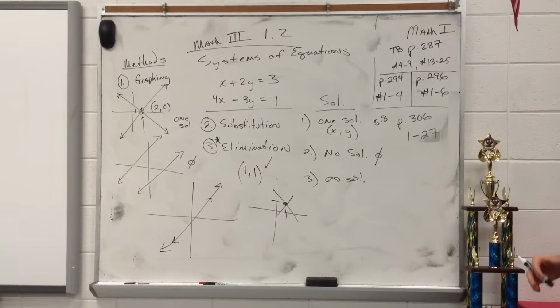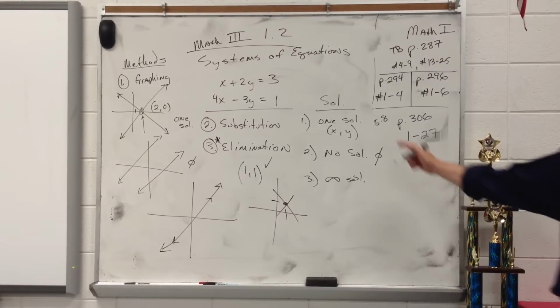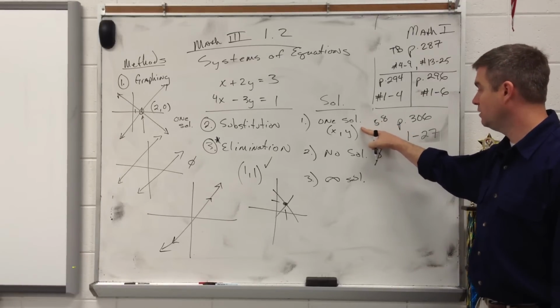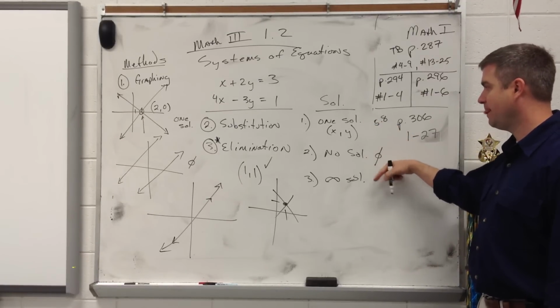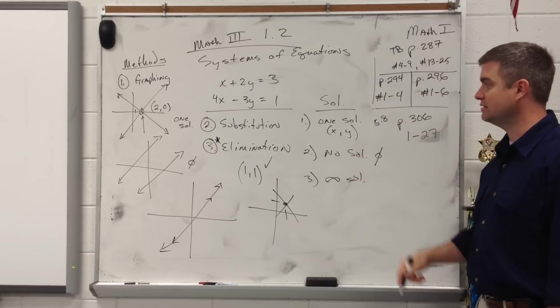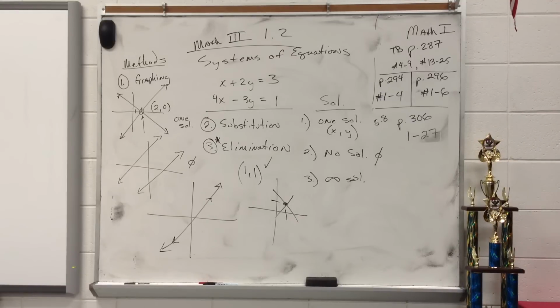This is kind of an introduction to systems of equations. You have 3 methods and 3 outcomes. Okay? This one happens more often than the other 2. These happen about the same as the other 2. You have 3 different methods. Okay? Questions? All right. Let's see.